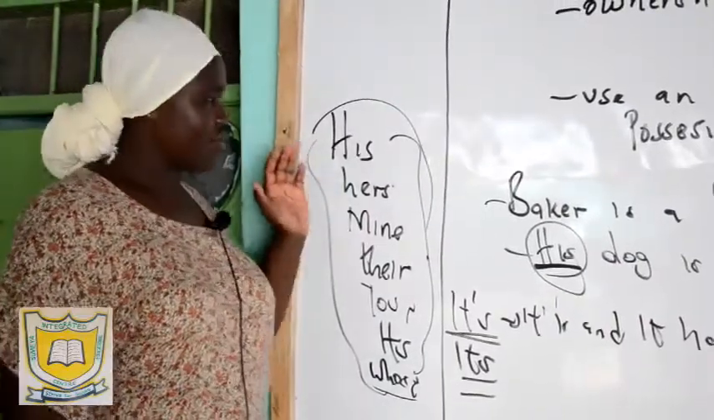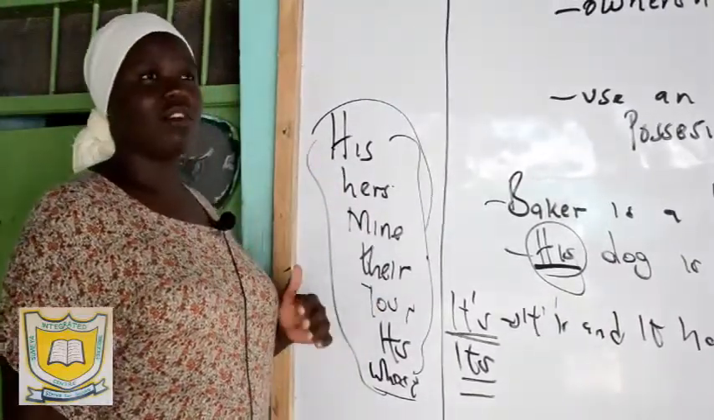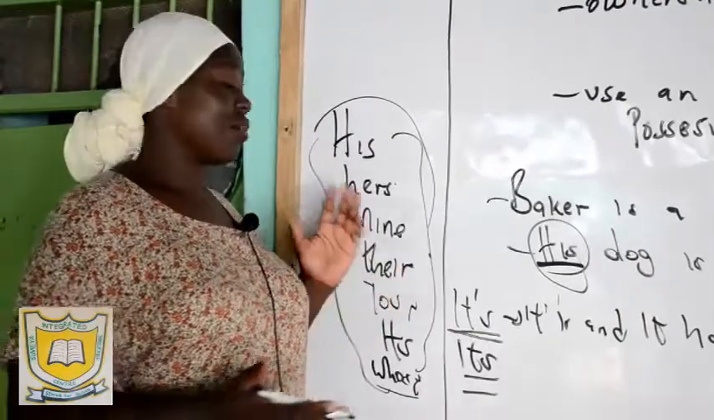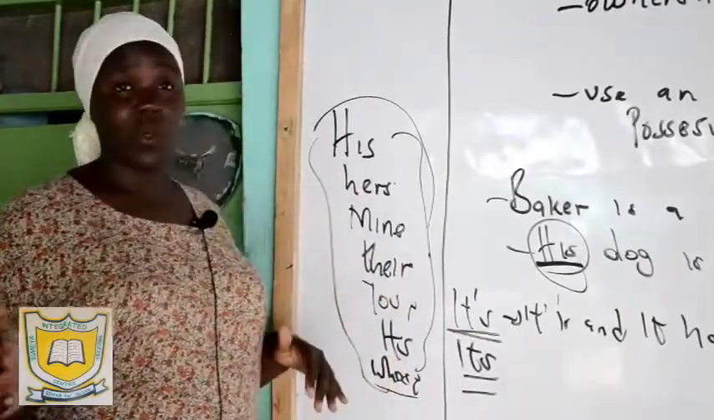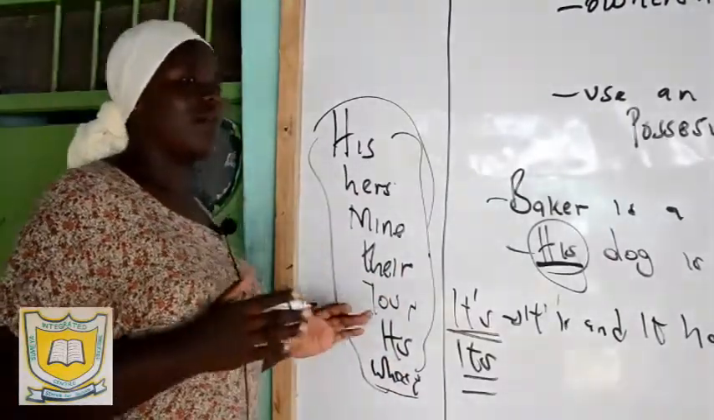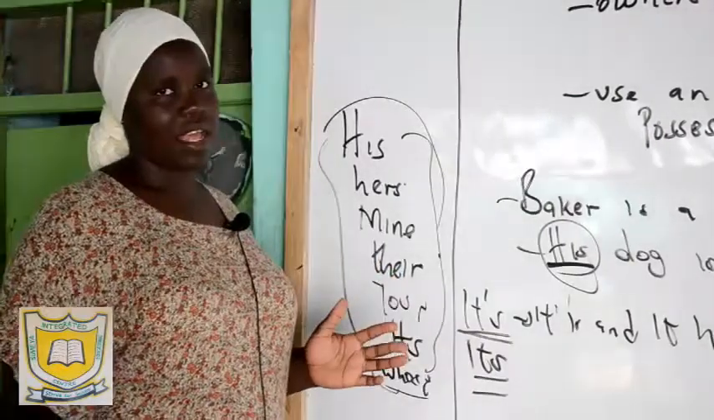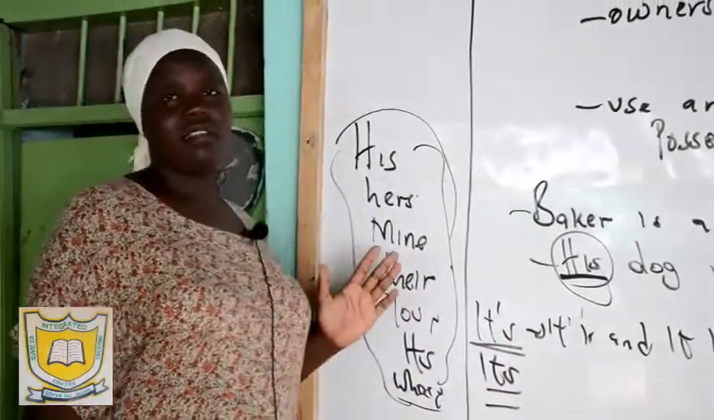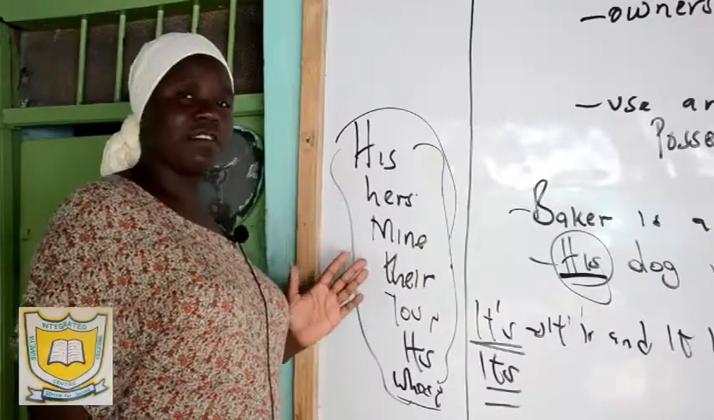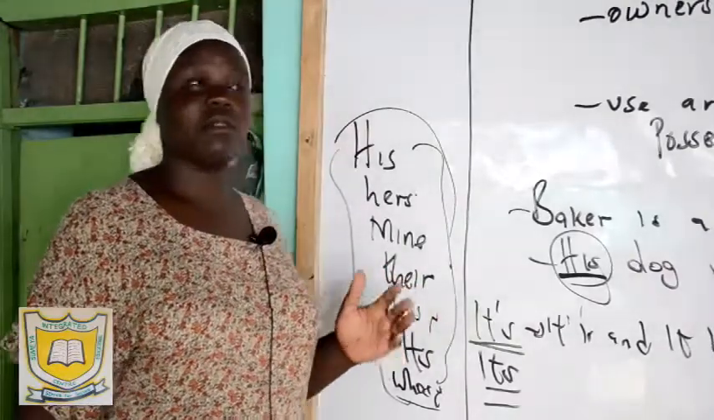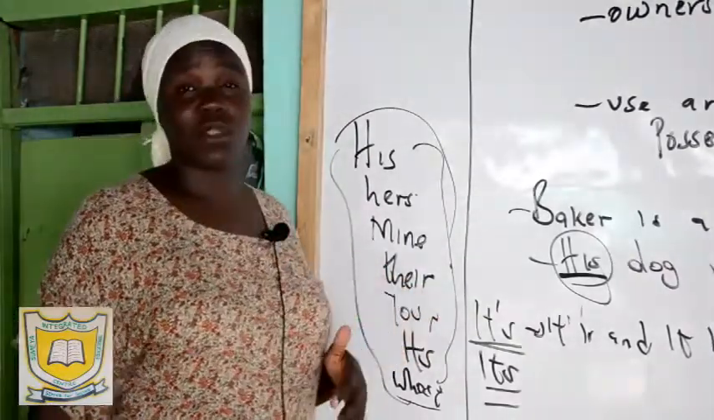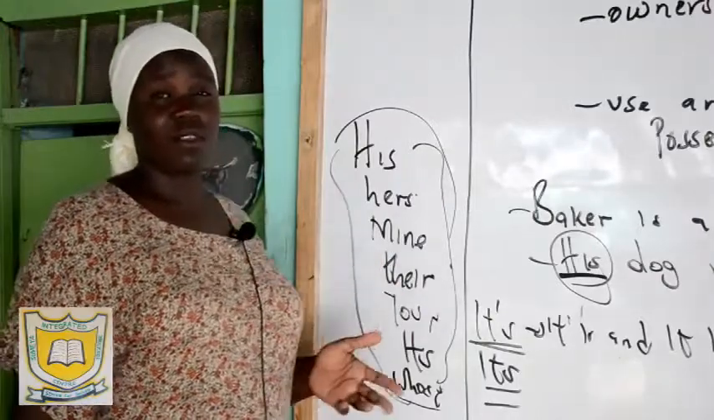But you realize that when you come to possessive pronouns, there are those that are used universally, like you can use them with singular and plural, or with female and male. But there are some other possessive pronouns that can only be used with male, and those that can only be used with female.